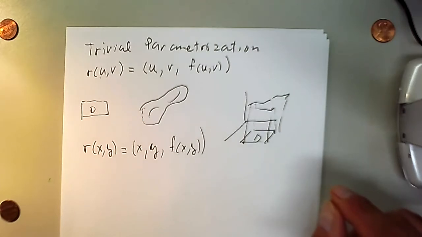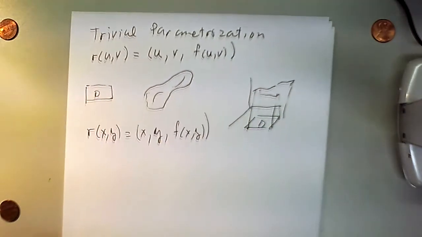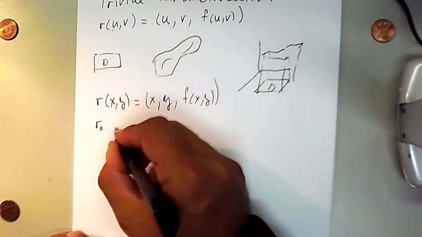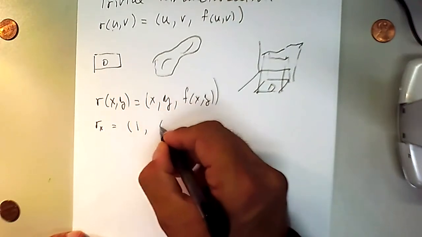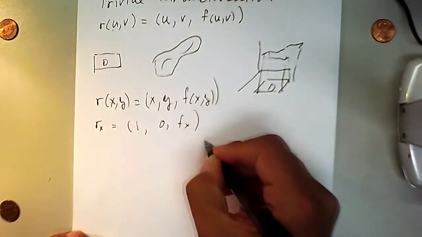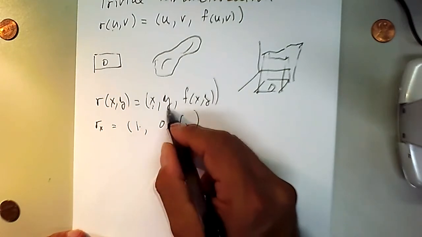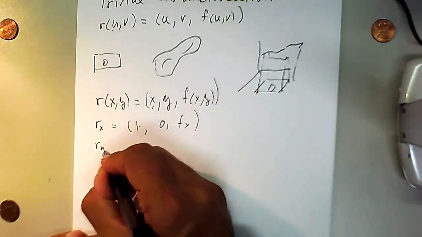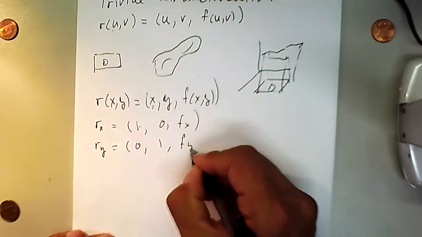So the question is, what is the surface area if we use a trivial parameterization? Well, we use the same formula. R sub x, which would be R sub u, same thing, is going to be 1, 0, f sub x. So 1 because the derivative of x with respect to x is 1, 0 because the derivative of y with respect to x is 0, and then this one. R sub y is going to be 0, 1, f sub y.